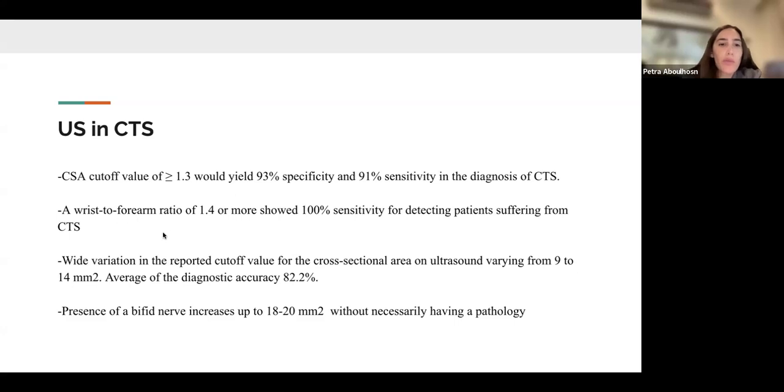You can also use a wrist to forearm ratio of 1.4 or more. That showed 100% sensitivity. A lot use a less, but the higher you go, you would get higher sensitivity. So like I said, we have a wide variation in reported cutoff value for the cross-sectional area from 9 to 14 millimeter. And then the average is a diagnostic accuracy of 82%. And then just keep in mind, if there's a prevalence of the bifid nerve, it increases the cross-sectional area without having any necessary pathology.